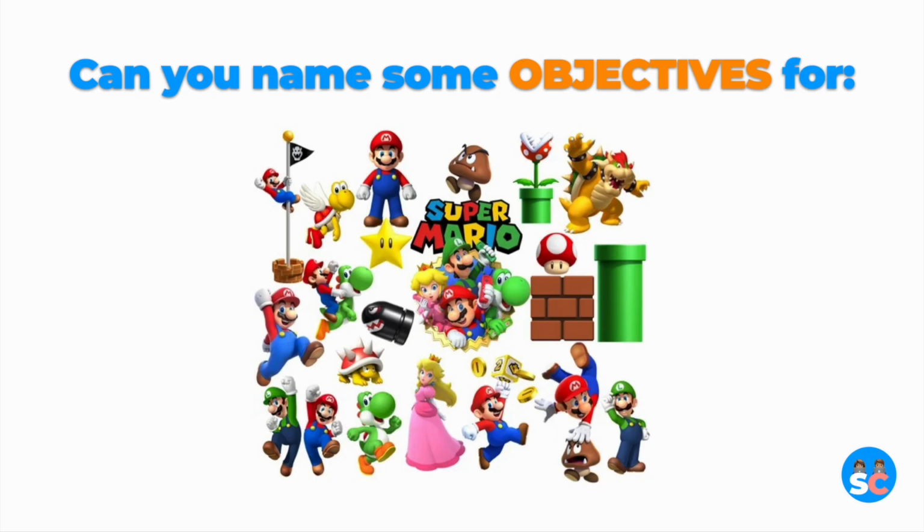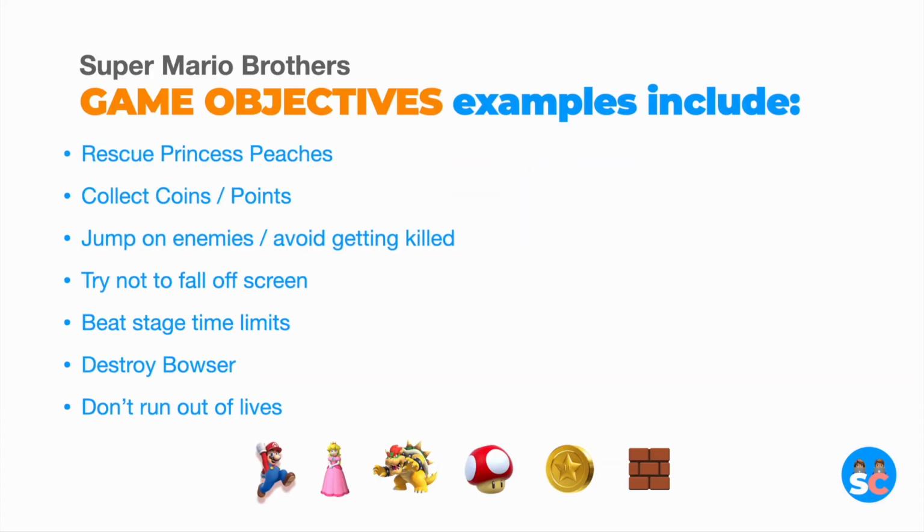And I say, what are some of the objectives of some of your favorite games? I want you to write down 5 or 6 objectives of your game. And if you're talking about Super Mario, here are some of the very, very obvious examples. I'm sure most of you listening have played Mario, even the original one from the late 80s. You have to rescue Princess Peaches, you have to collect coins. There's a time limit that you have to try and beat. All of those things that you're very familiar with, I'm sure. So these are some of the objectives for the Super Mario Brothers game.